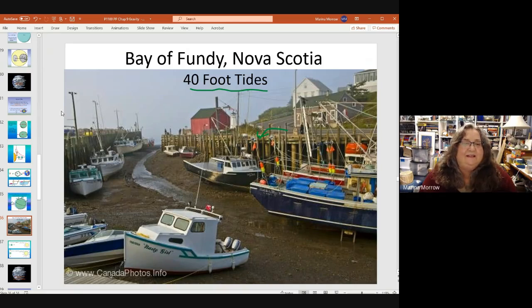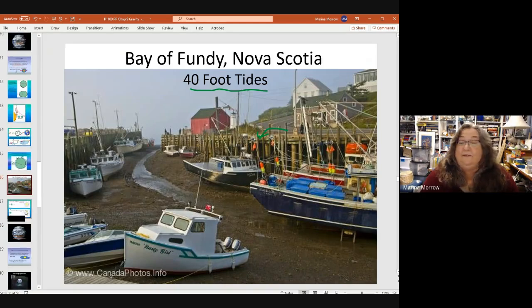And another thing is that the water moves really fast, because to fill up that 40 feet of water means that the water comes in very, very fast. And so sometimes people get trapped because they go out on the mud flats to search for clams or something, and then the water starts to come in very, very fast. And people can even drown that way.